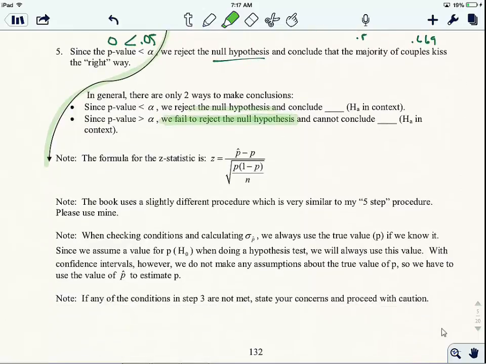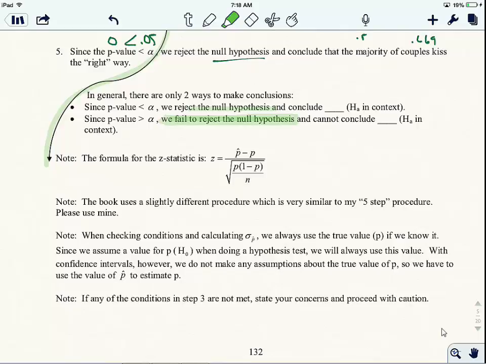Note, the book uses a slightly different procedure, which is very similar to my 5-step procedure. Please use mine. Note, since checking conditions and calculating the standard deviation of p hat, we always use the true value of p if we know it. We don't know it often, but we are going to use it. Since we assume a value for p in the null hypothesis when doing a hypothesis test, we will always use this value. With confidence intervals, we do not make any assumptions about the true value of p, so we have to use the estimate value of p.